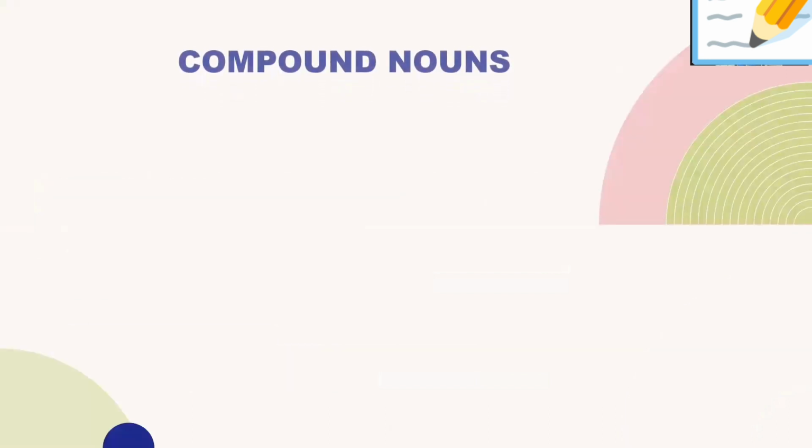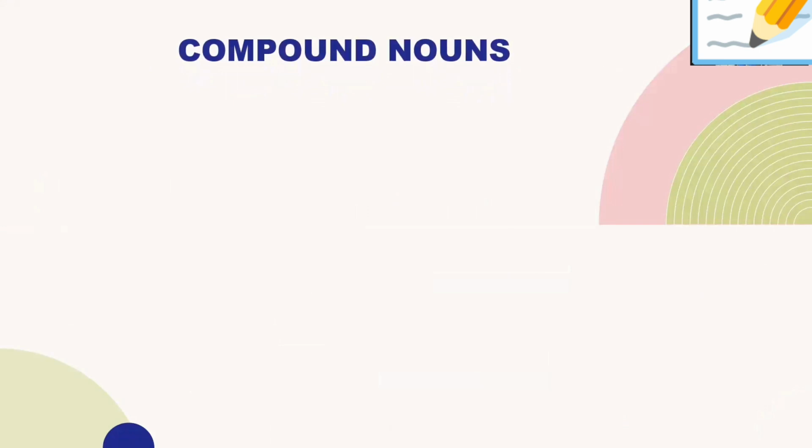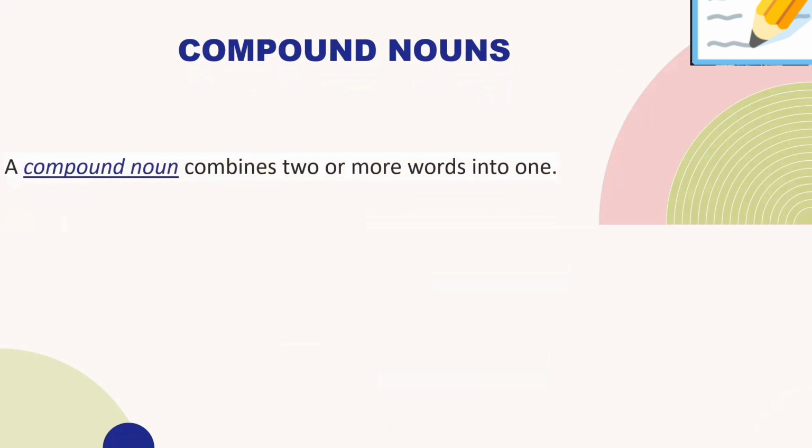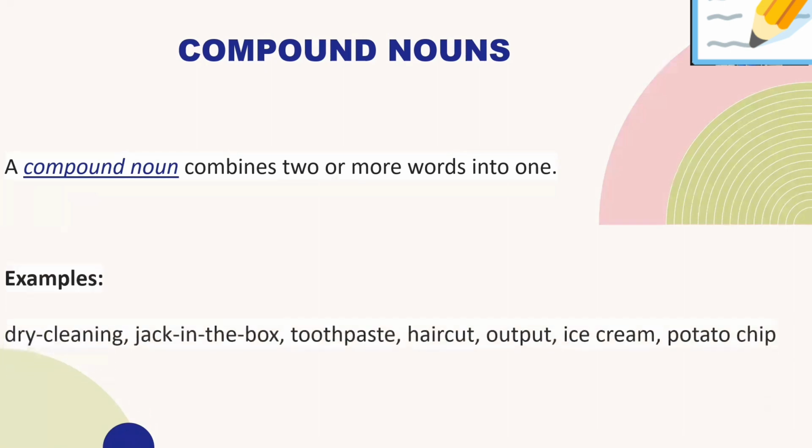And then compound nouns. Compound nouns are those nouns in which two or more words are combined and they make one word. A compound noun combines two or more words into one. So how? Let's have some examples. Dry cleaning. Over here we have two words, one is dry and the second is cleaning. They both are creating one word. That's why we call them a compound noun, because two words together make one noun.